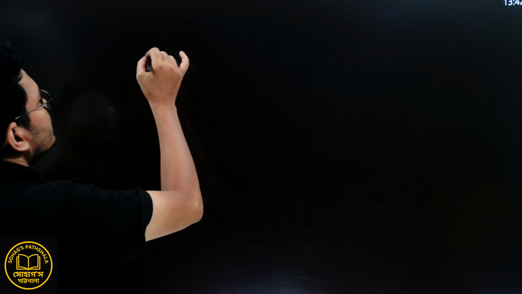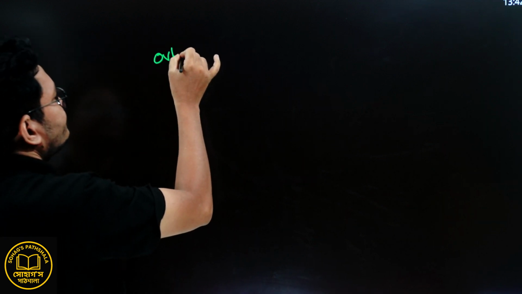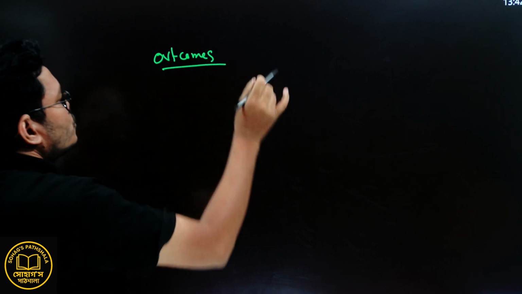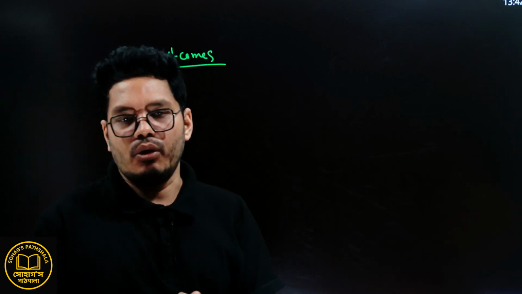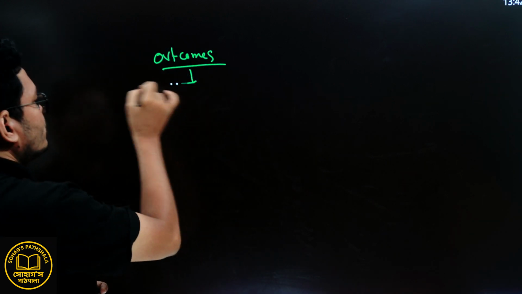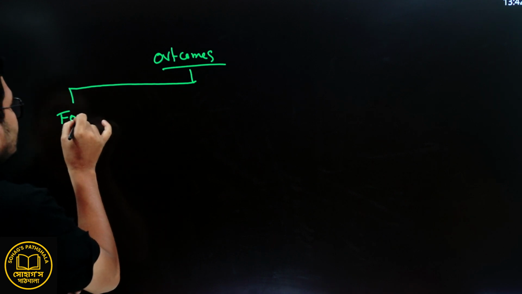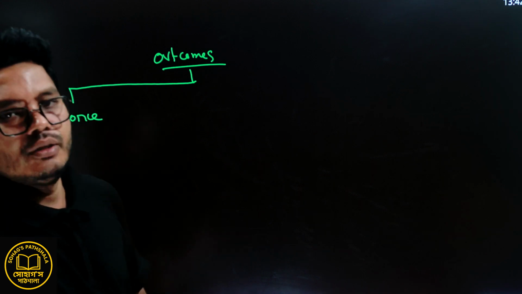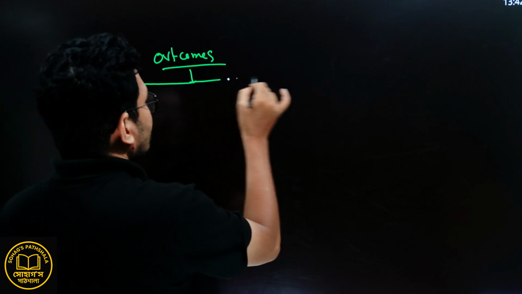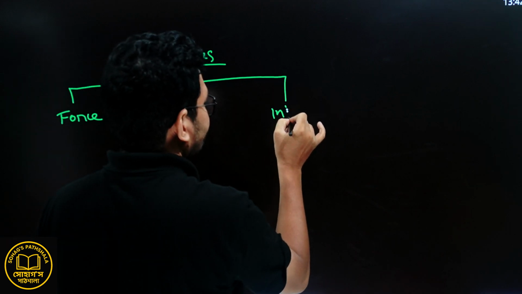so what are the outcomes of this first law? So we've got two ideas from the first law. Number one is force. So the idea of force develops from Newton's first law, and the second one is inertia.